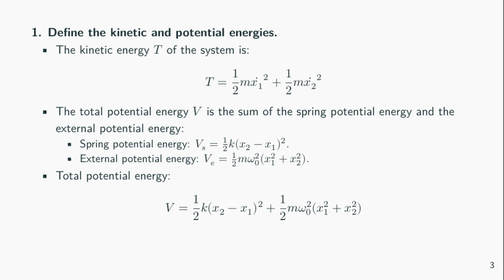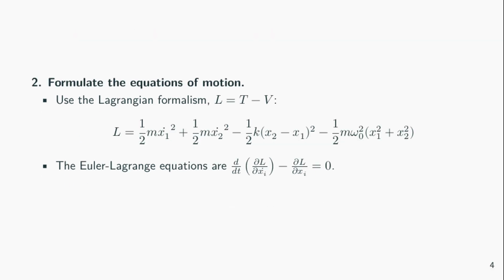The external potential energy V sub E is given to us as 1/2 m omega 0 squared times the quantity x1 squared plus x2 squared. So the total potential energy V is the sum of these two: V equals 1/2 K times x2 minus x1 squared plus 1/2 m omega 0 squared times x1 squared plus x2 squared. Next, we formulate the equations of motion for the system.